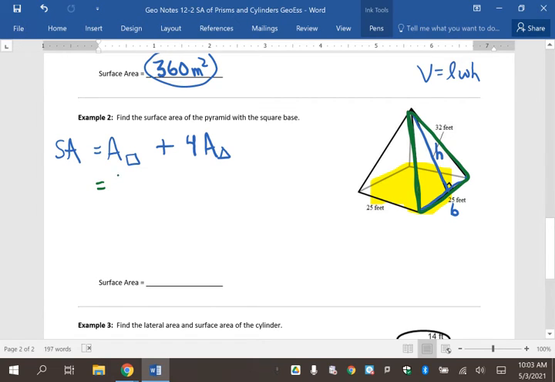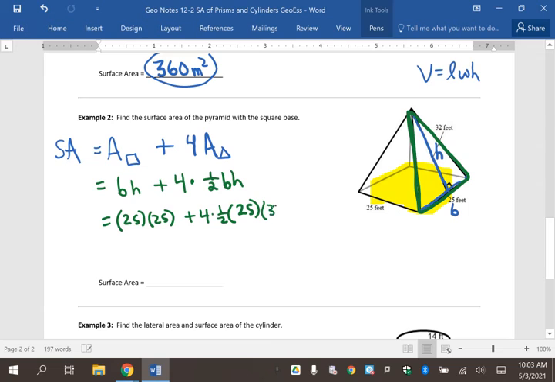So area of a square base is base times height, and the area of one triangle, we'll use the formula 1/2 base times height. So we have 25 times 25 plus 4 times 1/2 times the base, which is 25, times the height, 32. Put that all in your calculator as one thing, or you can do it separately. So 625 plus 1600, add those, you get 2,225, and that is square feet.